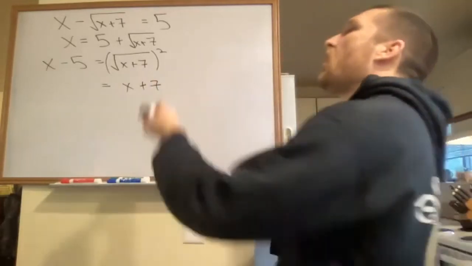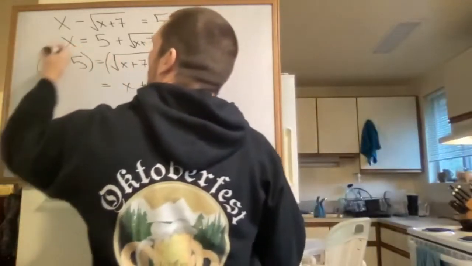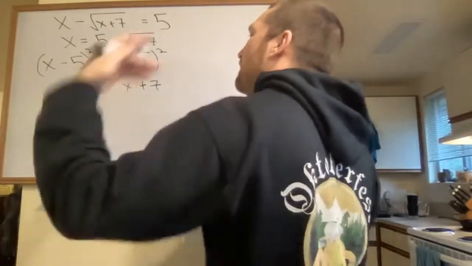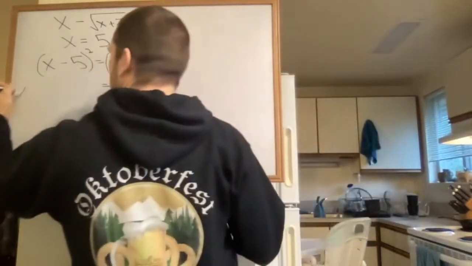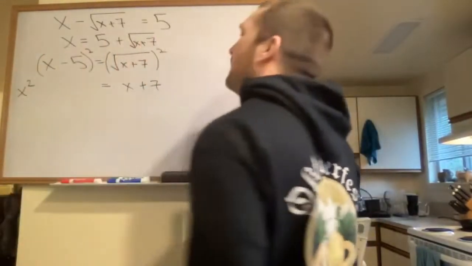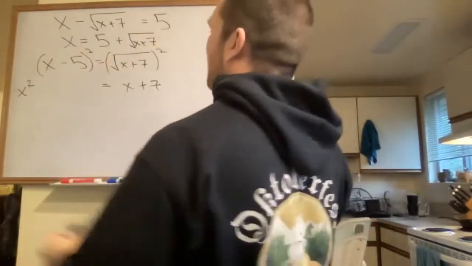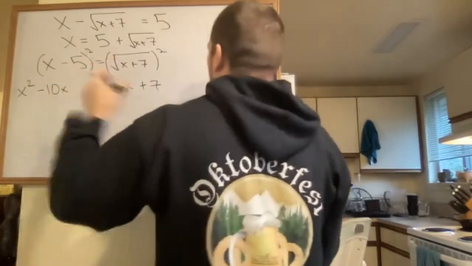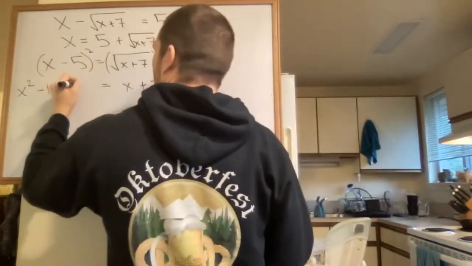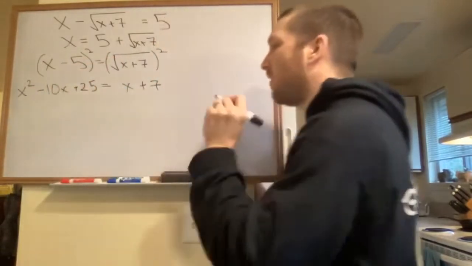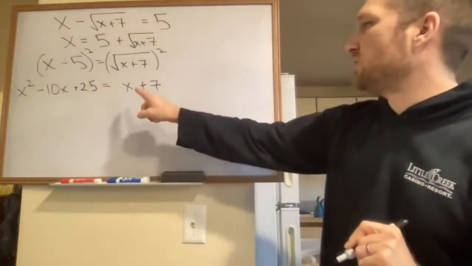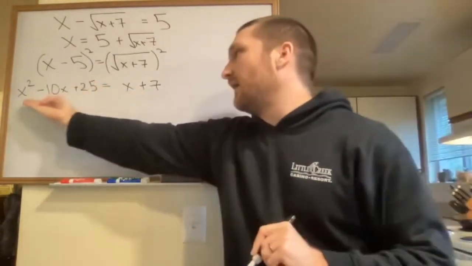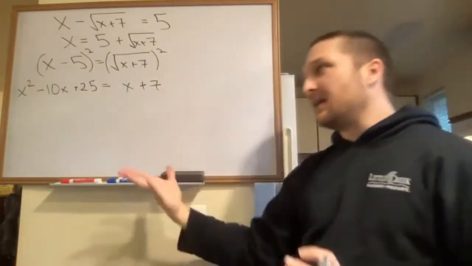On the left-hand side, though, we're going to have to FOIL that guy out. First gives me x squared. Outer gives me minus 5x. Inner gives me minus 5x for a total of minus 10x's. Negative 5 times negative 5 is plus 25. Almost there. I'm going to subtract. Now I see, okay, I have a polynomial. Let's get it equal to 0.